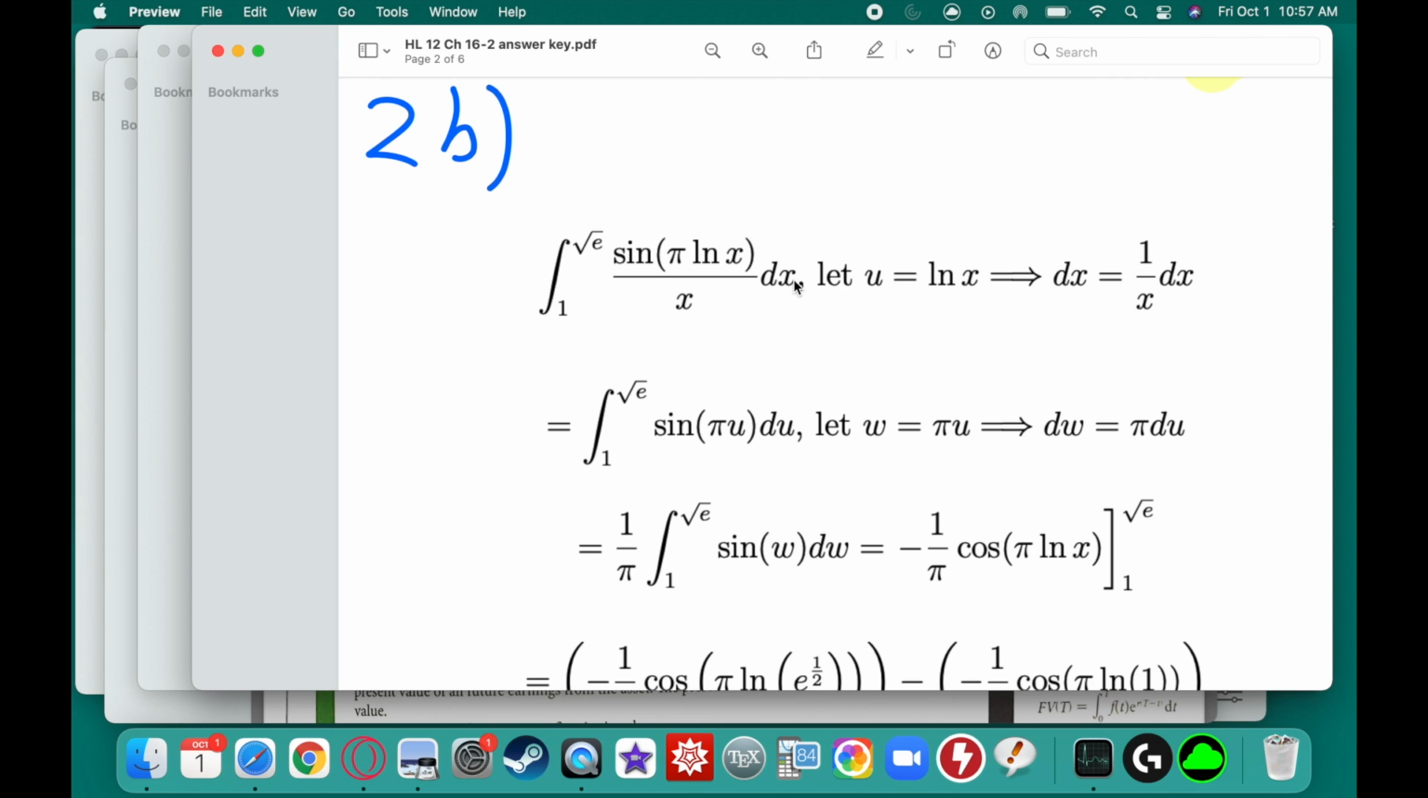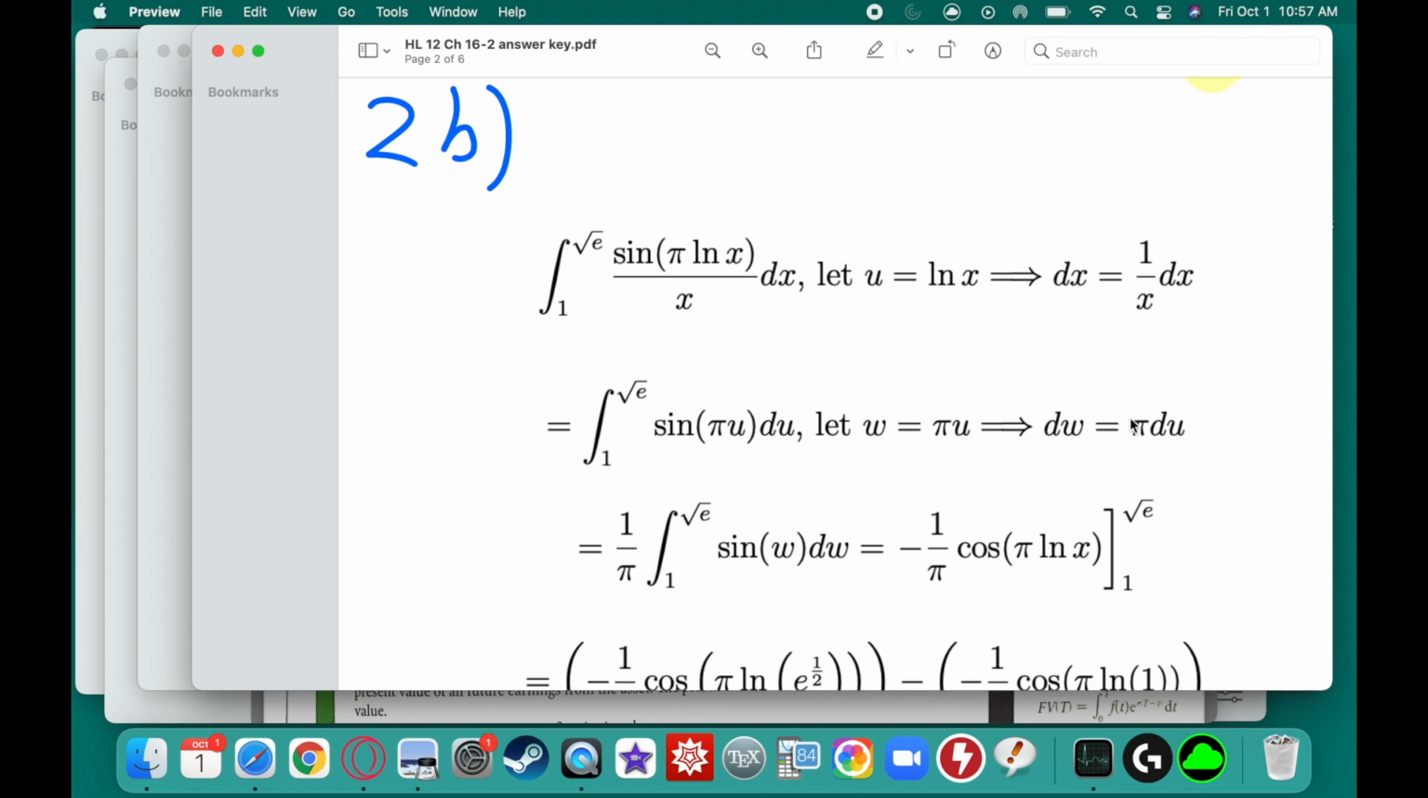I have it hidden right in plain sight. So I can substitute the 1 over x dx for du, and the natural log of x just becomes u. So that's pretty good. Now, I'm almost done. I look at this and I'm like, oh, geez. I need another substitution here, don't I? Well, if I let w equal pi u, I just made another substitution here, then dw will equal pi du. All right, because when I take the derivative of this side with respect to u, it's just going to turn into pi.